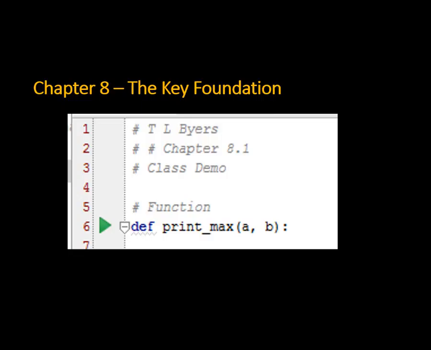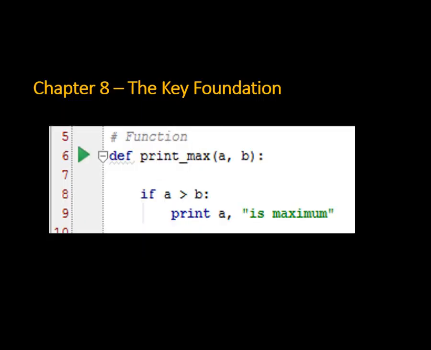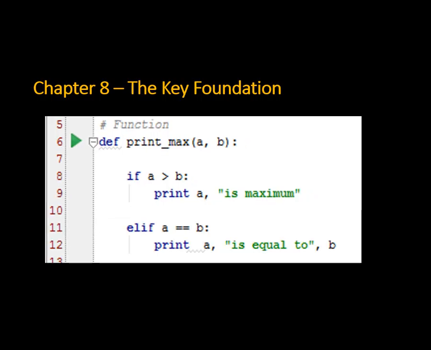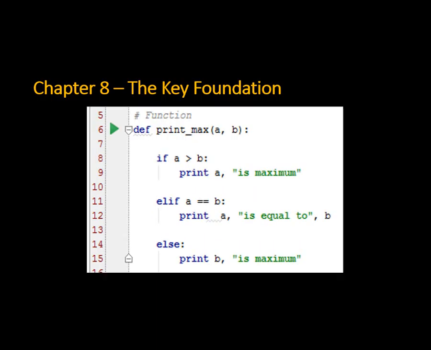What's left? The code. So here are the first 2 lines of code. Those of you who look and say, wait, I've seen that before. Absolutely correct. We're building on what we learned in chapter 7. Here's the next 2 lines. We've got if A is greater than B, if A equals B, so the last thing we need to put in here is line 14 and 15. What else could it be? Well, B would be greater, so B is maximum.